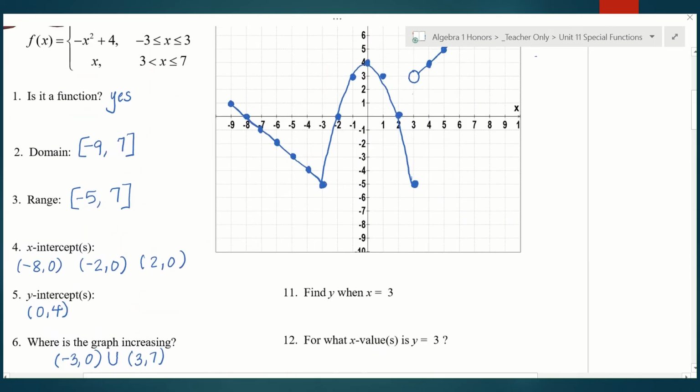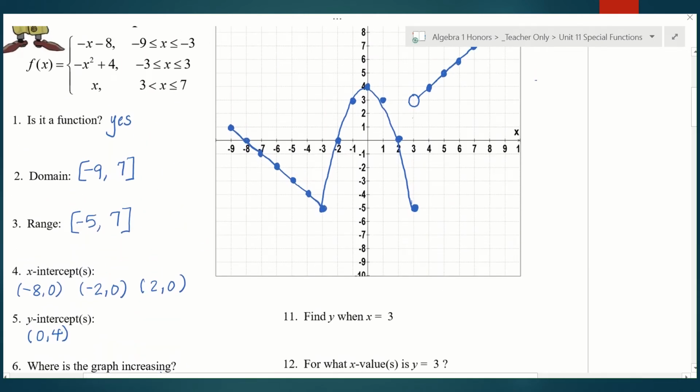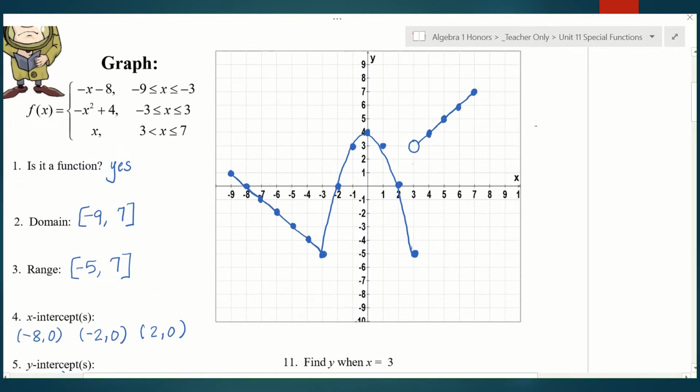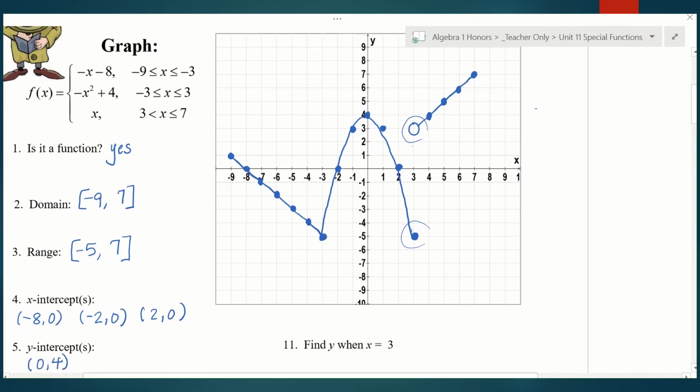All right, number 11, find y when x equals 3. Okay, so when x equals 3, I can see there are 2 points on my graph here. Here's one of them, and here's another one. Now, the one that has an open circle actually doesn't exist. So when x is 3, y is -5. I'm only using that bottom point to answer that question because that's the one that's included.